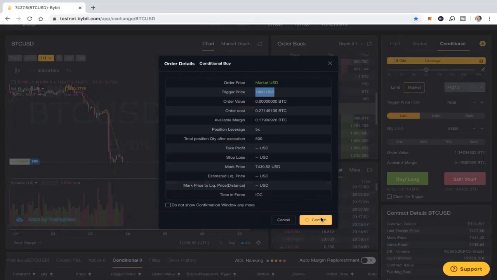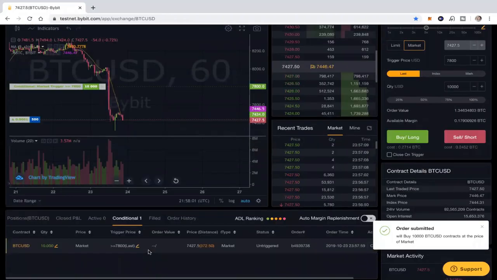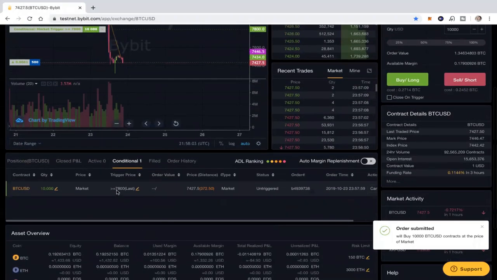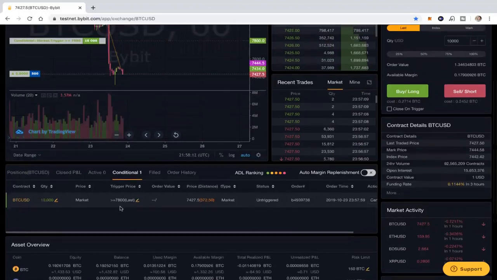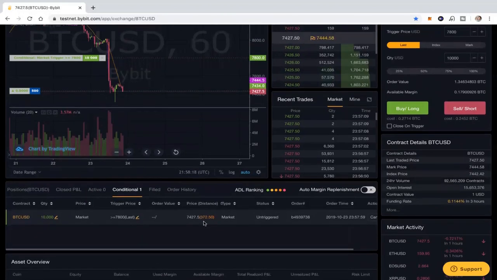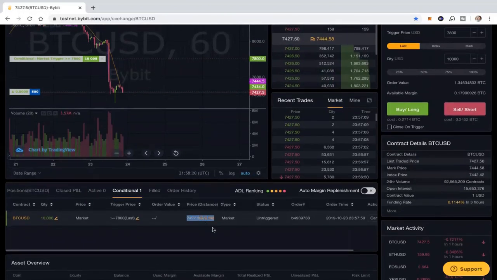So let's confirm that order. And I'm just going to show you guys now what conditional orders look like. You'll see I've got a single order in here with a quantity of 10,000, which is the only thing I can modify. It's a market order, and if the price is greater than or equal to 7,800, I will then be able to go ahead and execute that trade. And the distance right now is 372.5.